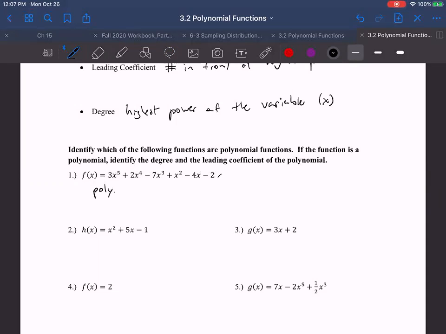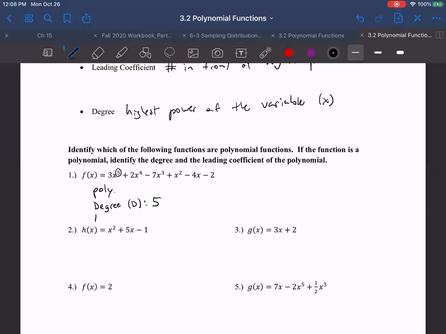And since it's a polynomial, I need to identify the degree. So the degree, which I'm just going to write as a d from now on, is going to be 5, because when I look at this, 5 is my largest exponent, and so this is degree 5, the largest exponent on my variable x.